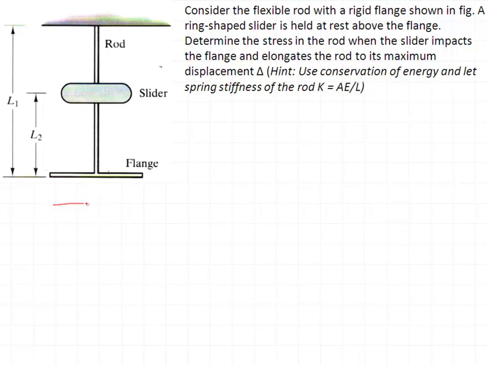So the rod elongates. We need to find out the maximum elongation of this rod. Okay, let's understand the problem. When this slider impinges on this flange, and let's assume that the entire energy is now transferred, what is going to happen is the rod is going to extend and then contract depending on the kinetic energy that is introduced.